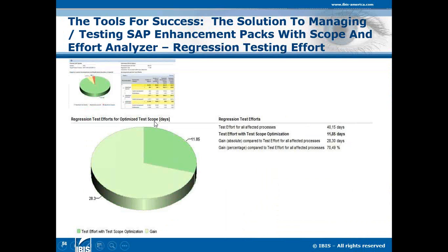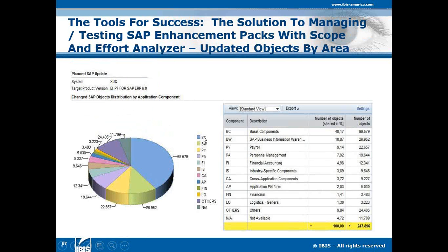Regression testing effort for optimized test scope. Again, the effort for all of our testing is defined over here in days. The areas impacted by my upgrade from EHP5 to EHP7 are defined for me, as well as the number of objects.